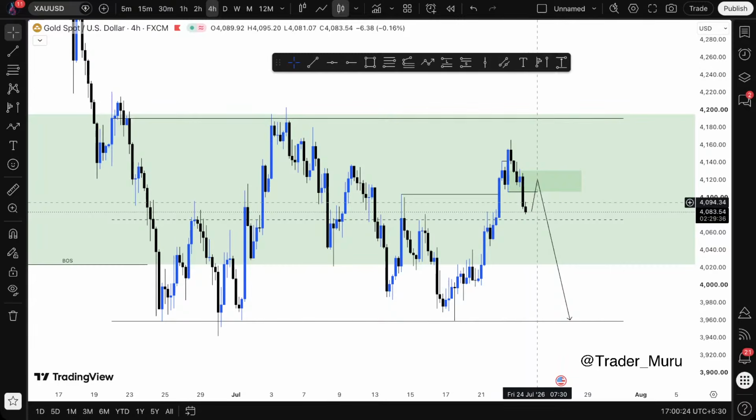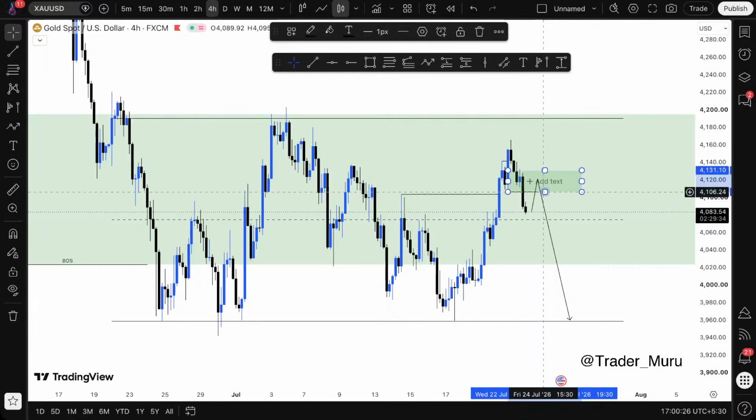But if we close a 4-hour candle back above this high, or after the change of character, if we get an internal change of character back to the bullish side, then we will follow the bullish area. Otherwise, right now there is no buy opportunity I can see here.